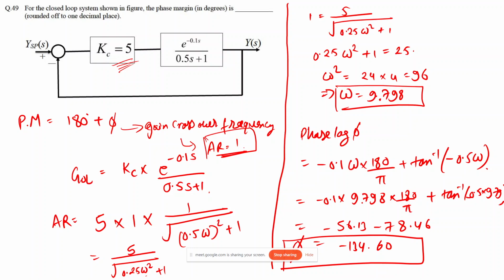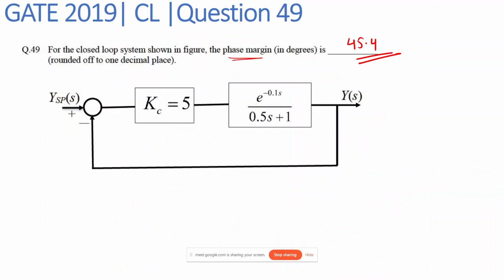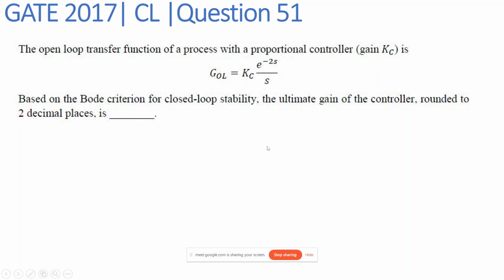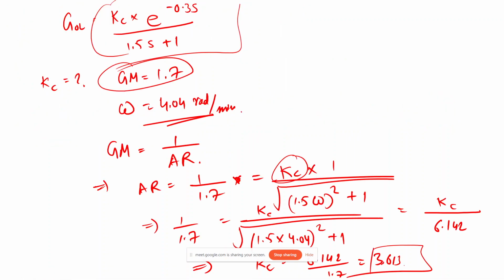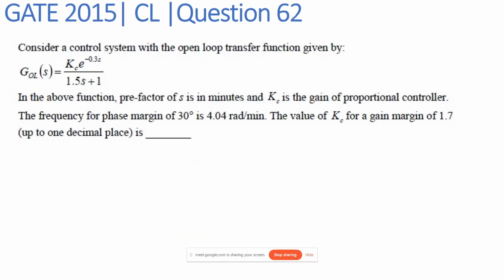I think this much is sufficient for today. In the next class, we will be looking at a few more examples related to this Bode criterion for closed loop stability, and again related to the phase margin and gain margin. And then we can move on to other control strategies, that is cascade control, ratio control, other such kinds of control strategies, and then we can look at the general control problems.